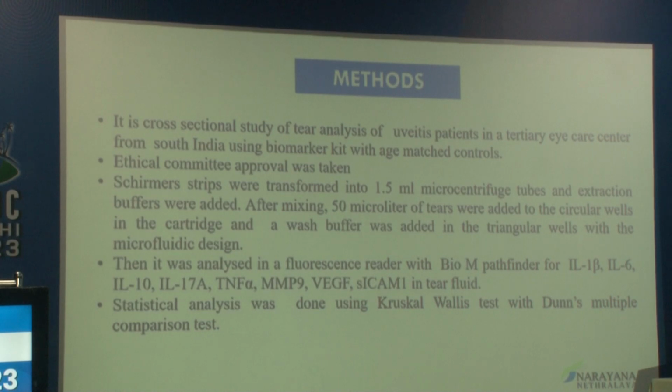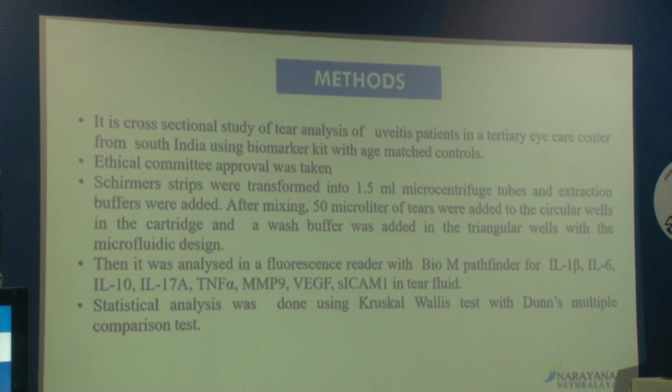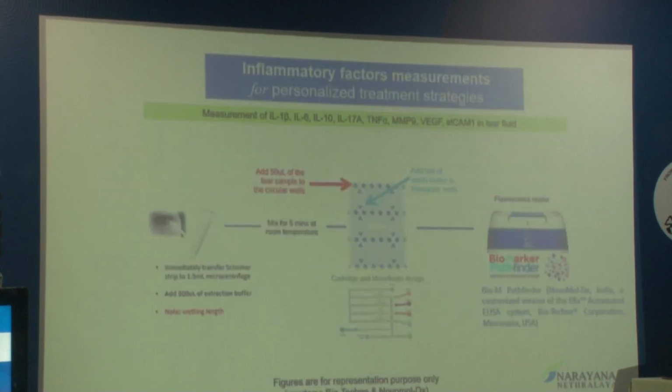Statistical analysis was done using the Kruskal-Wallis test with Dunn's multiple comparison test. Inflammatory factor measurements were used for personalized treatment strategies, based on the values of these specific cytokines, and these are the tubes which you can see here.